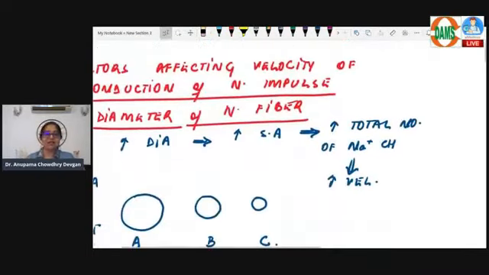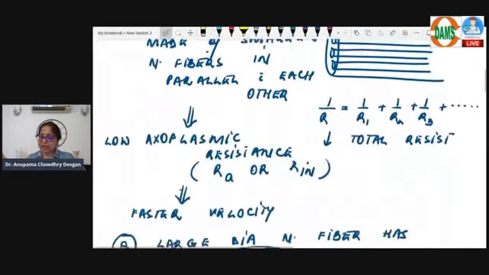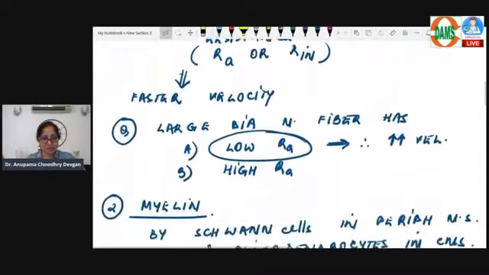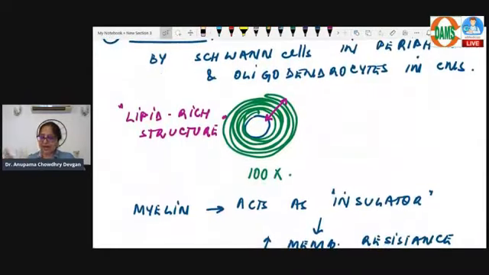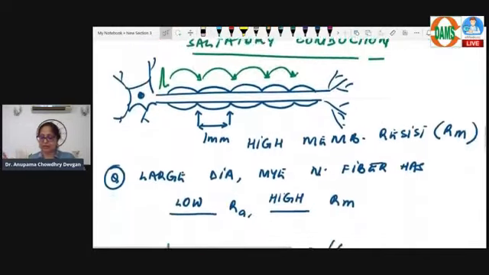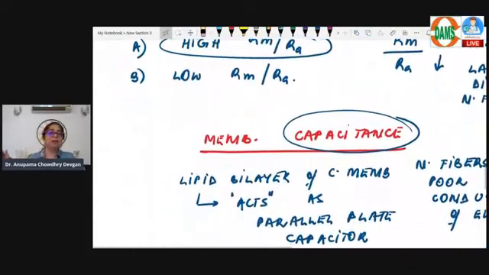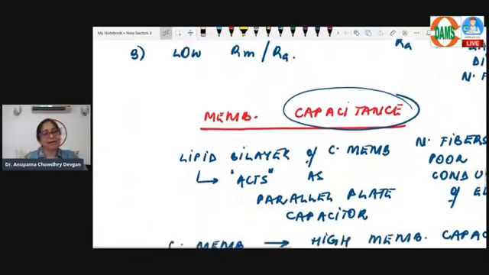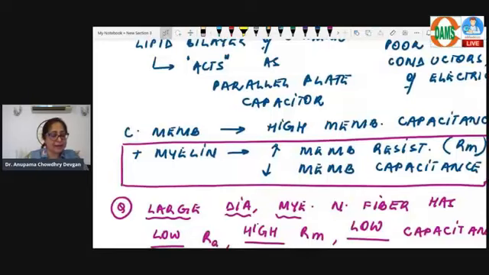Now, this is as far as your 5 factors affecting the velocity of conduction. We discussed what are the factors affecting velocity of conduction. Diameter: large diameter nerve fibers have low axoplasmic resistance, therefore faster velocity. We discussed the effect of myelin, and the best way to remember it is that myelin increases the membrane resistance but reduces the membrane capacitance.